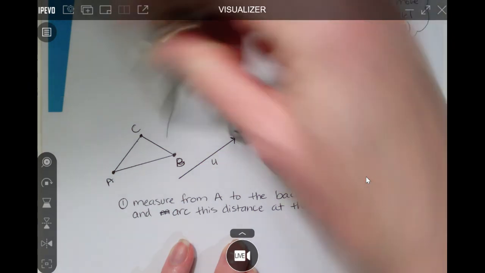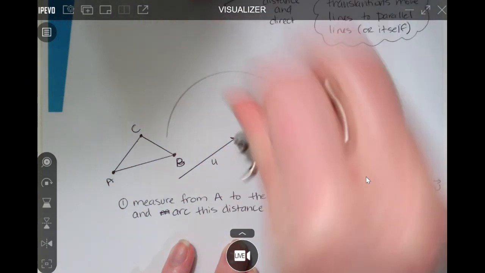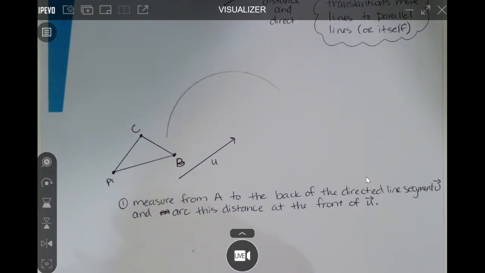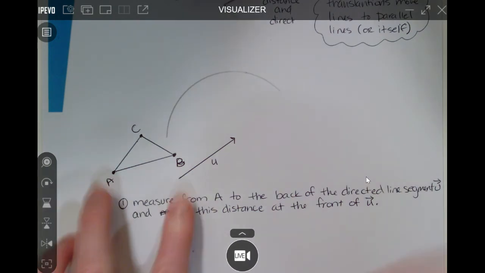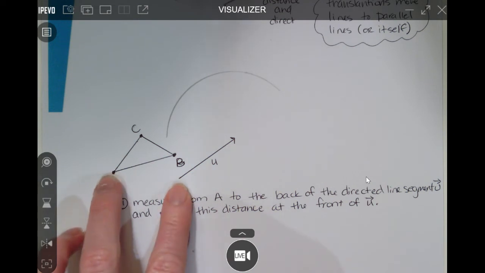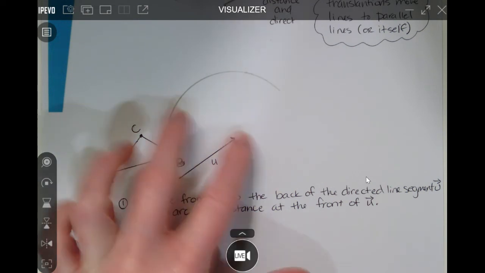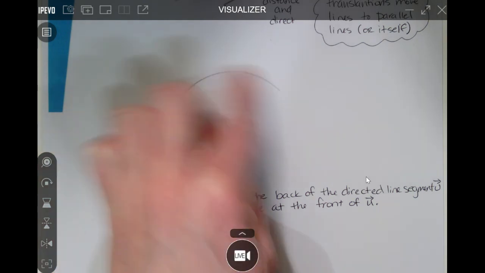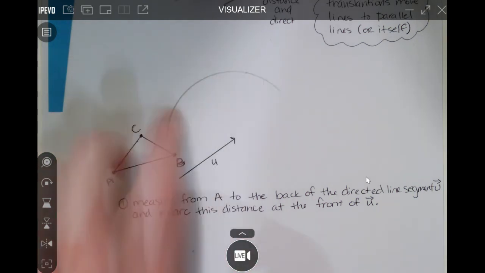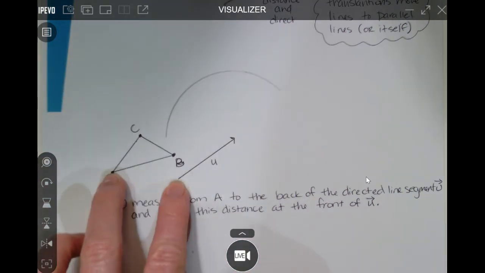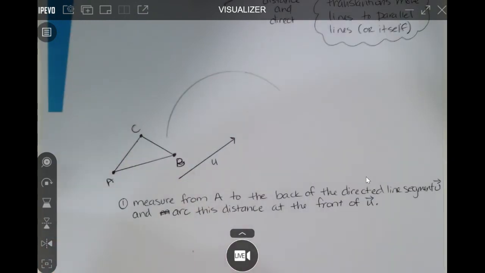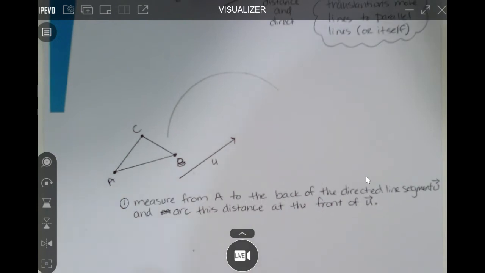And I'm now going to arc this distance. This is what's going to make my line segments look parallel. This making sure that A is the same distance from the back that it is the front. So this entire arc, every point on this arc is this exact distance away from the front of the vector. So that's giving me my direction.